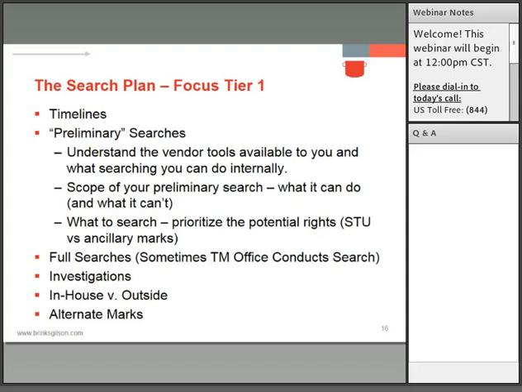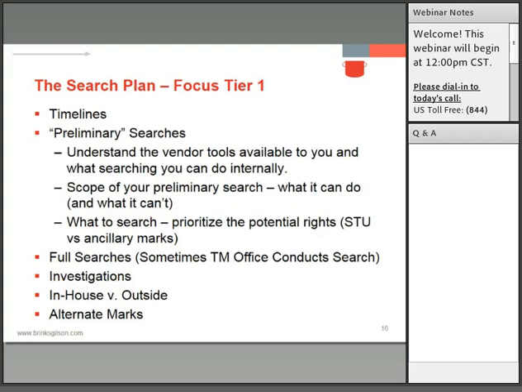Okay, the search plan for focus on Tier 1, we've talked about this a little bit already. Timelines are critical because once you understand the timeline, you can tailor your search plan based on that. Vendor tools are great. I won't get into the specific ones, but as I did mention, they're getting better and better, and the costs are really coming down. It's a very cost-effective way to at least see if you're probably going to run into problems in a particular region.